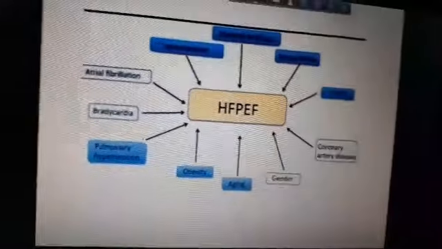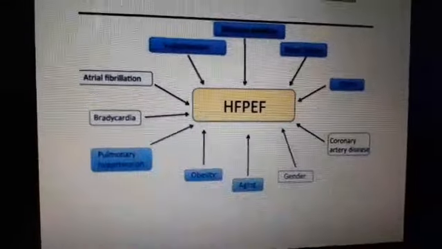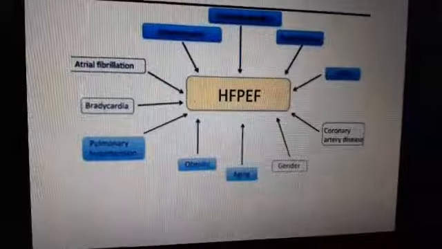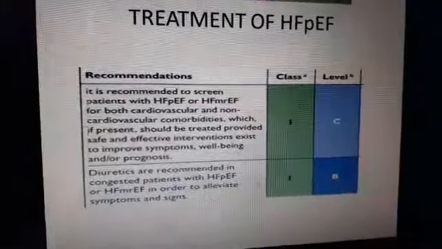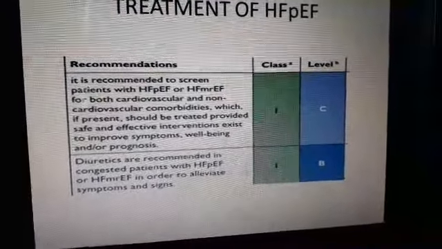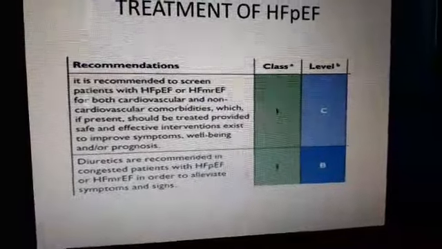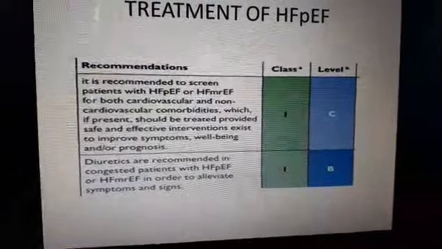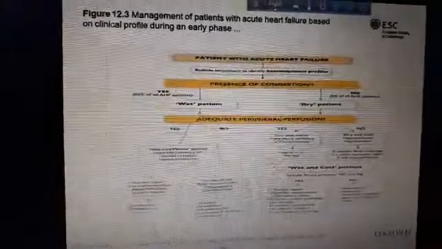In heart failure with preserved ejection fraction, commonly you have to treat the cause. It can be due to atrial fibrillation, obesity, hypertension, diabetes mellitus, renal failure, or coronary artery disease. So for treatment of HFpEF, it is recommended to screen patients with HFpEF or moderately reduced ejection fraction for cardiovascular and non-cardiovascular comorbidities, which should be treated first. So treatment of the cause actually is helpful in the treatment of HFpEF.